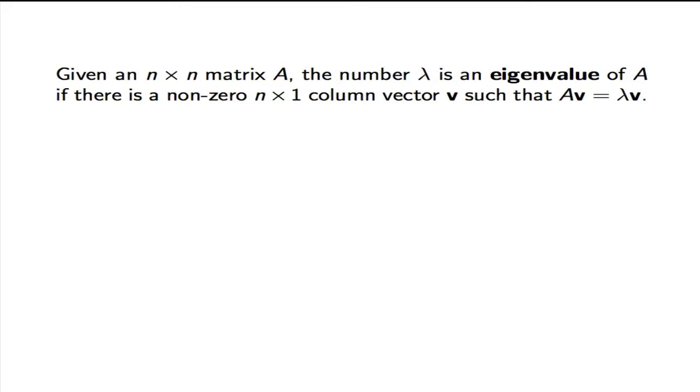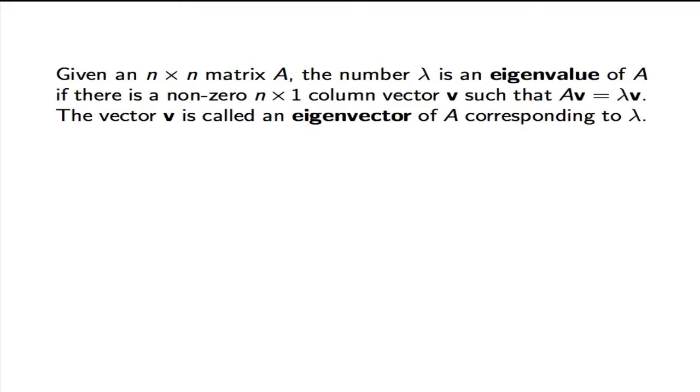Then the number lambda is called an eigenvalue of A if we can find a non-zero n times 1 column vector V such that A times V is equal to lambda times V. And this vector V is called an eigenvector of A corresponding to lambda.